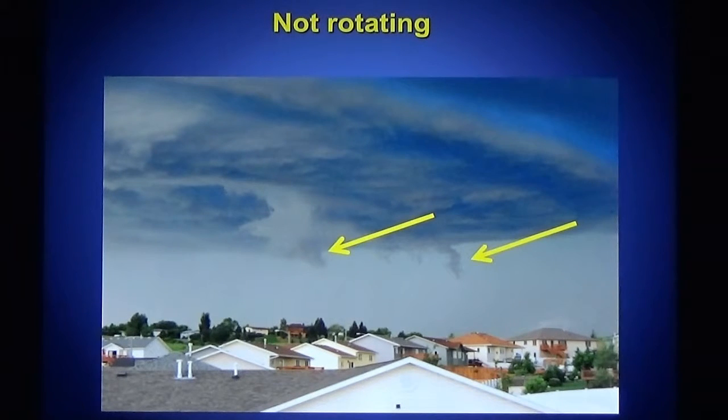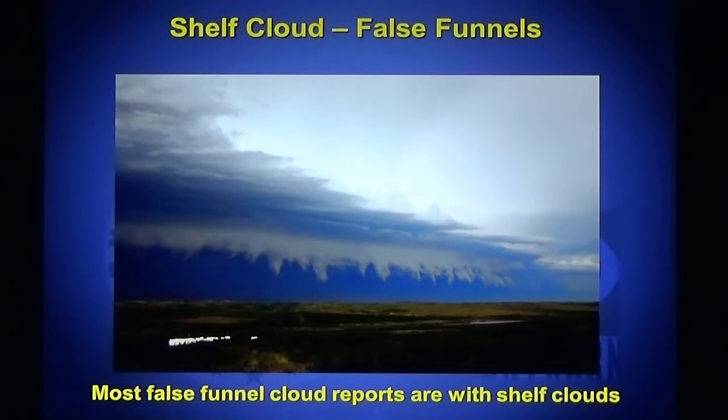In this case, we have some fingers of clouds sticking down, but the fingers are not rotating, and so they are not funnel clouds. Again, a finger of a cloud sticking down is not much concern unless it is spinning, unless it's rotating. These fingers are actually coming out of this shelf cloud. Here's another picture of a shelf cloud with these false funnels. Again, we need to watch the finger sticking out of the thunderstorm and make sure that if we're going to call it a funnel cloud or a tornado, that it's rotating. It's got to be spinning.